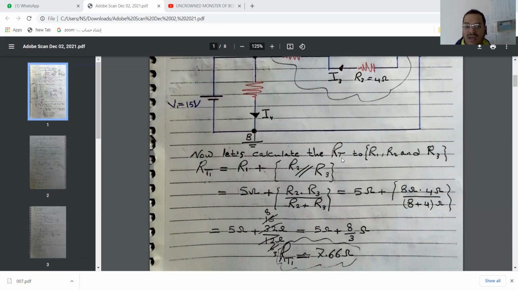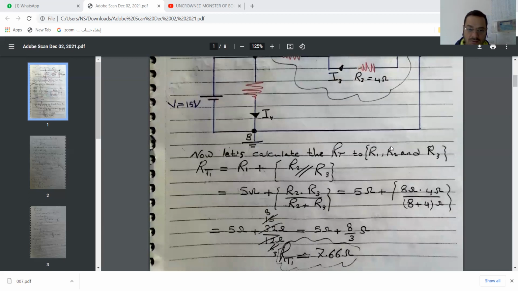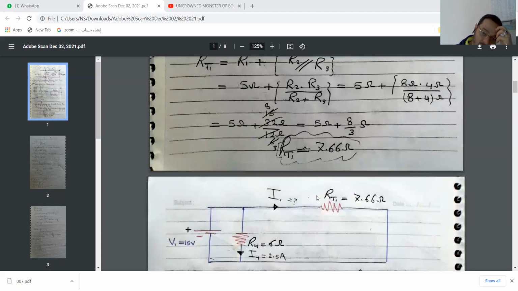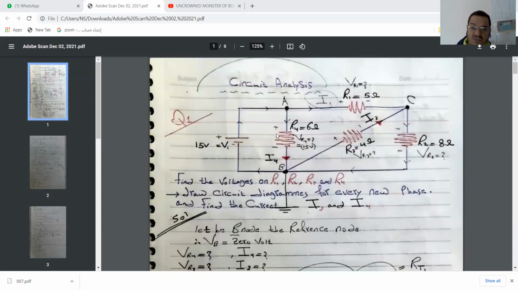Now let's calculate the total resistance of R1, R2, and R3. That means Rn1 or RT1, like I said before: 5 plus 8 times 4 divided by 8 plus 4. The result will be RT1 equals 7.66 ohm. What does it mean? It means here we just have another resistance. This resistance was R4 equals 6 ohm.